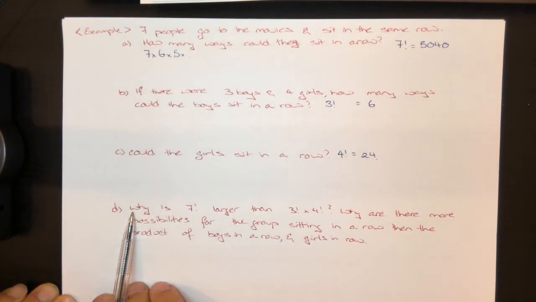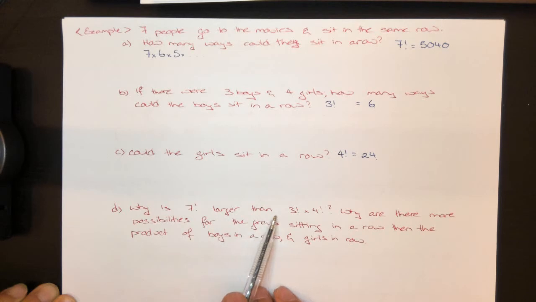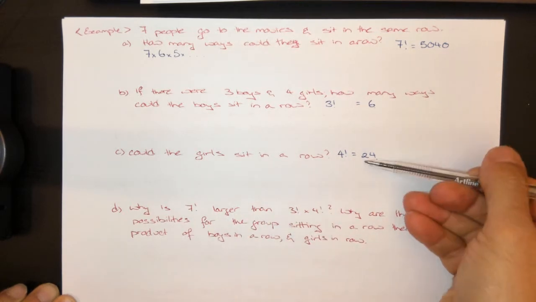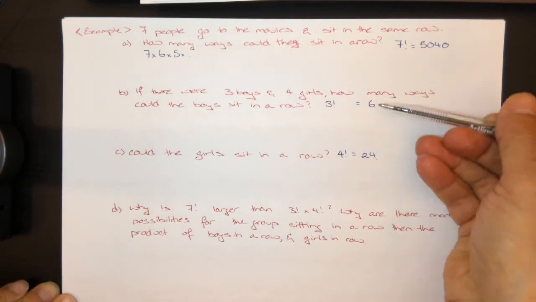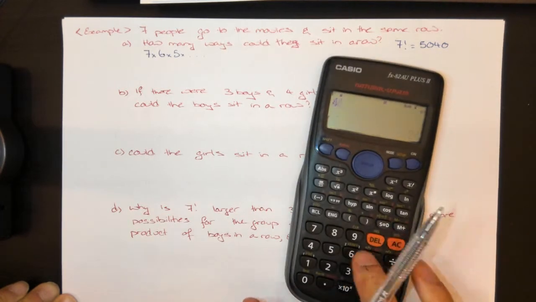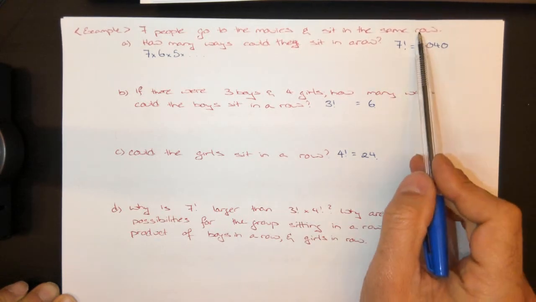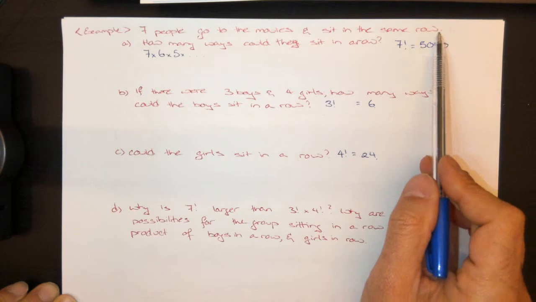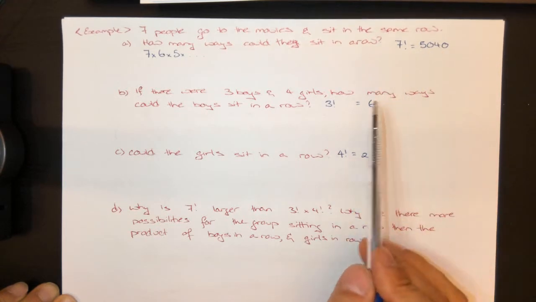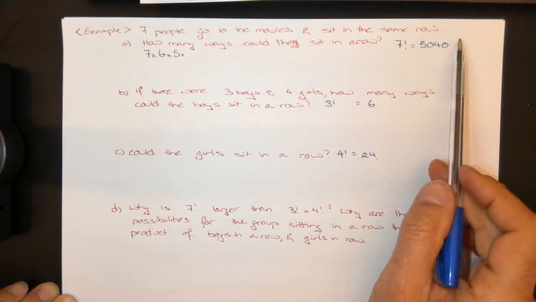This question says, why is 7 factorial larger than the 3 factorial and the 4 factorial? Because 6 times 24 is 144. So why are there more possibilities for the group sitting in a row than the product of the boys sitting in a row and the girls sitting in a row? Well, in this situation, gender doesn't matter. It doesn't matter if the boys are sitting together and then the girls, or it could be mixed.